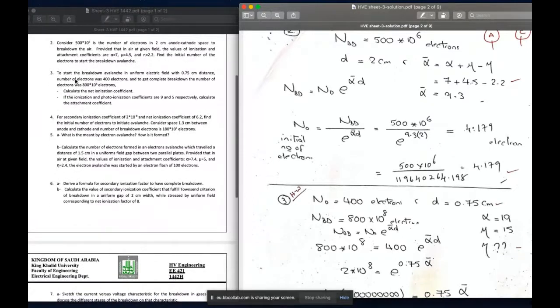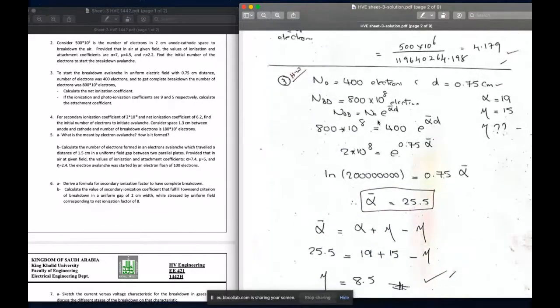Now coming to the third one. To start the breakdown avalanche in a uniform electric field with 0.75 centimeter distance, the number of electrons was 400. To get complete breakdown, the number of electrons was 800 into 10 power 8. So calculate the net ionization coefficient.